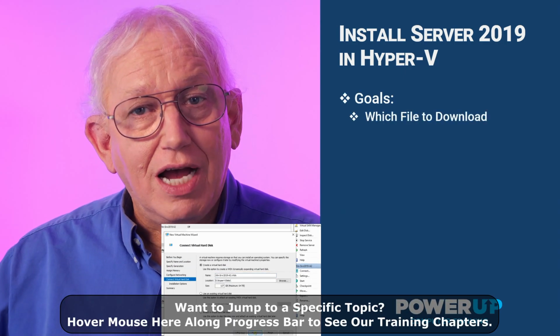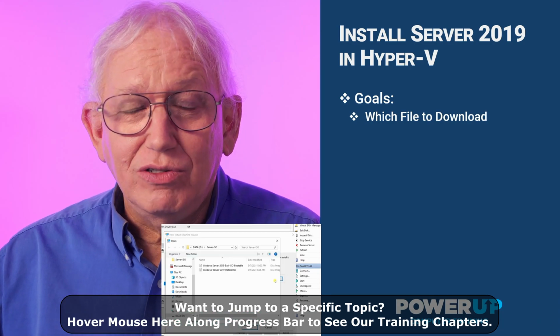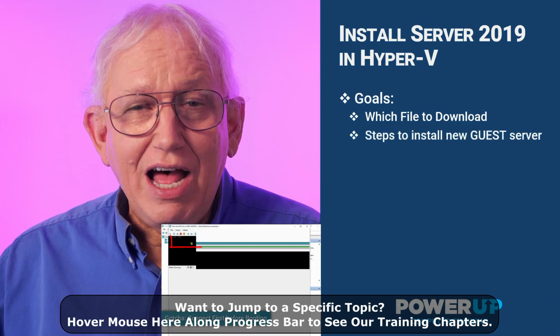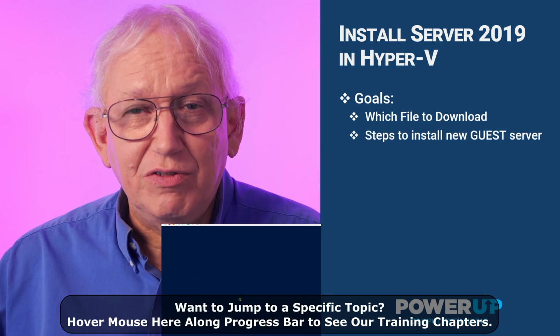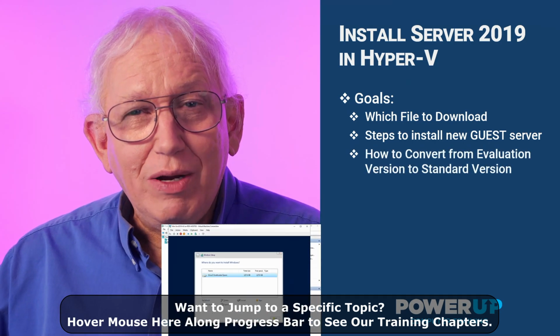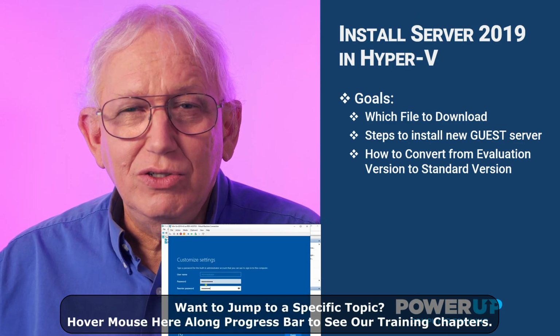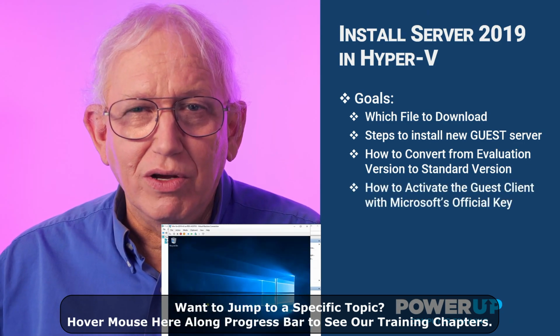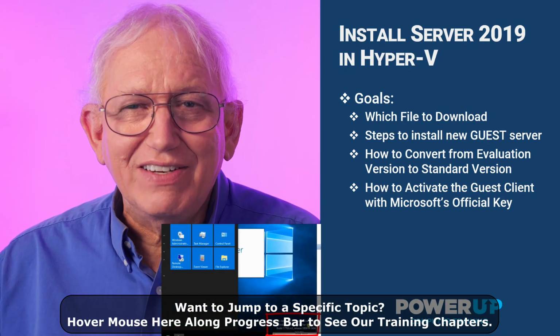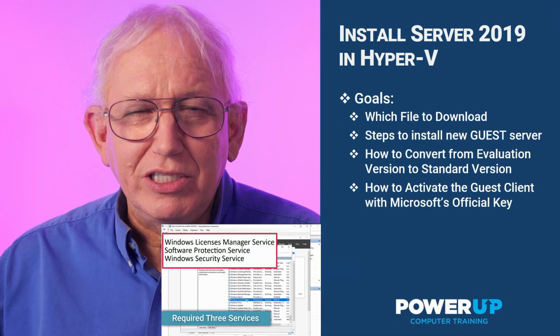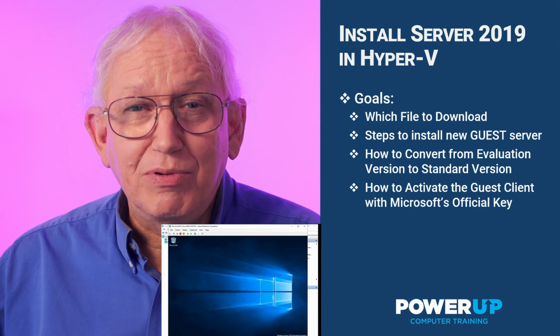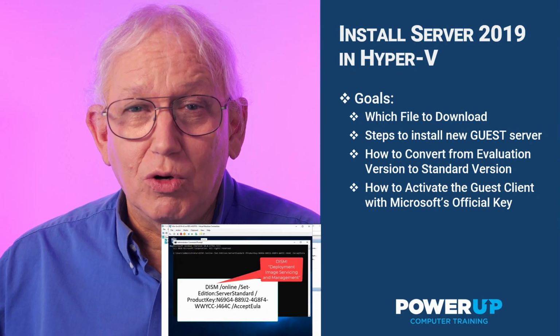Our goal is to talk about which files you actually need to download to do the installation. Then I'll go through a full installation from beginning to end. Along the way, we're going to deal with some of the issues, such as how to convert from an evaluation to the production standard version of Windows, and also how to activate the guest client. And I'm assuming that you have a legally purchased Hyper-V environment to work within.